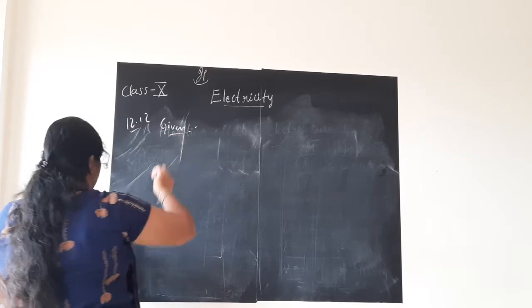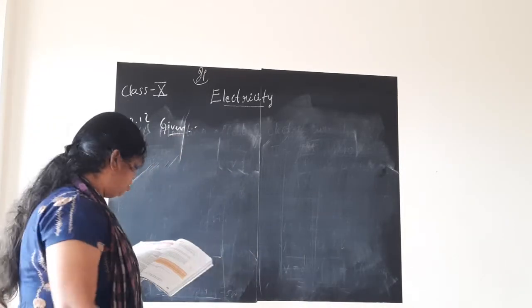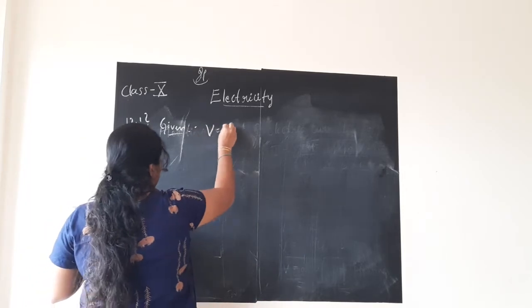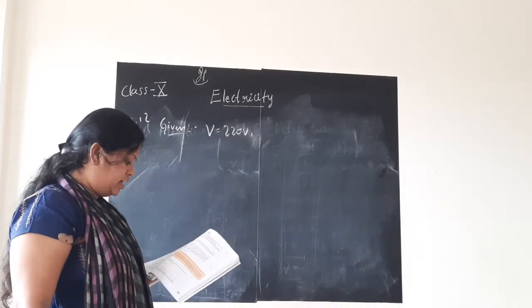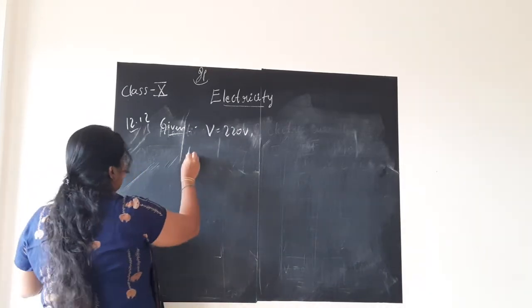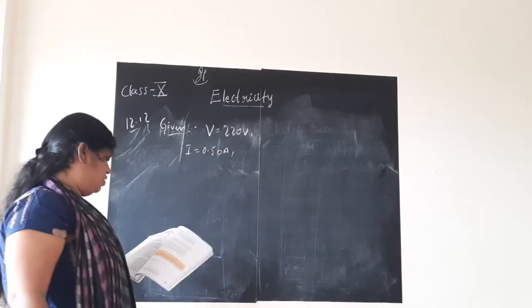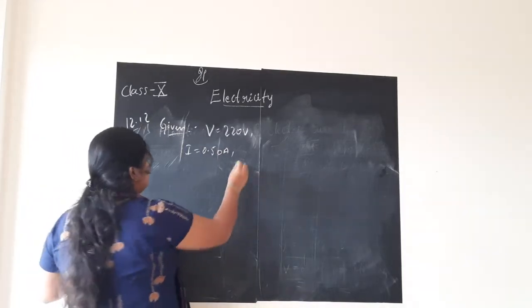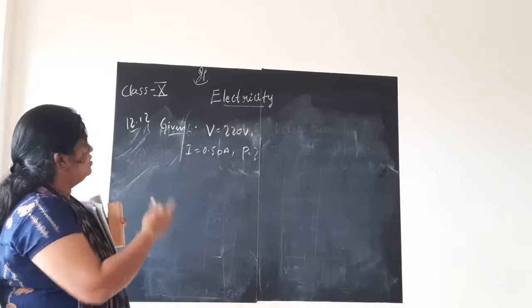Given data, I will write. The question is: an electric bulb is connected to a 220 volt generator. So the voltage is 220 volts. The current is 0.50 ampere. What is the power of the bulb? Very direct question here. Voltage is given, current is given.